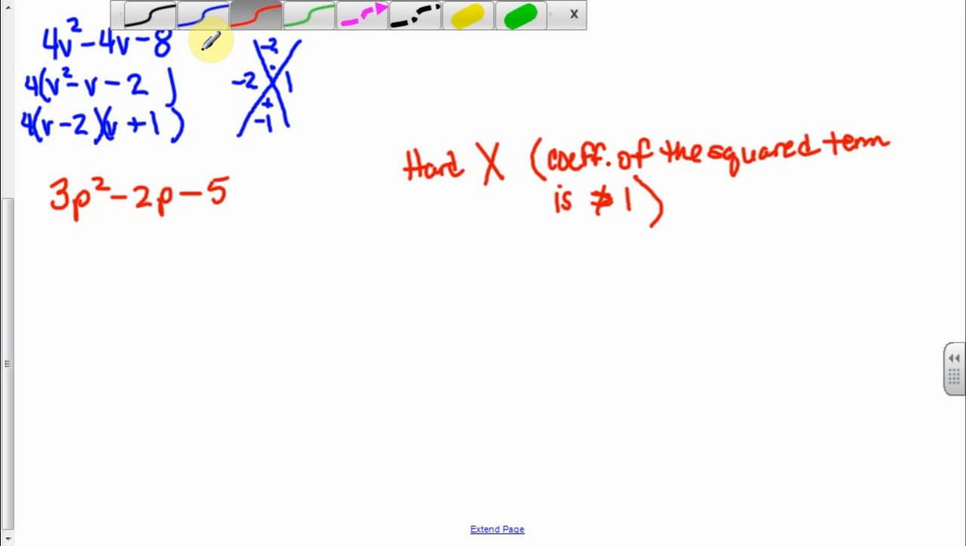Now, a lot of you have learned trial and error. Who has learned trial and error? Anybody know? Okay, that's where you just sit and put in factors of 3p squared and factors of 5, and you play with the signs and figure out which one multiplies to be that. That is fantastic. If you know that, you get it, and that's good, because you understand the process behind it.